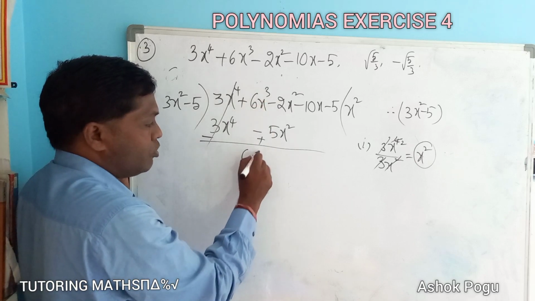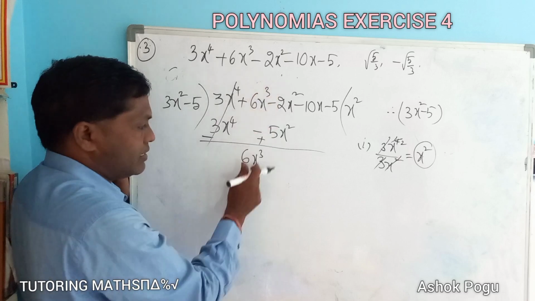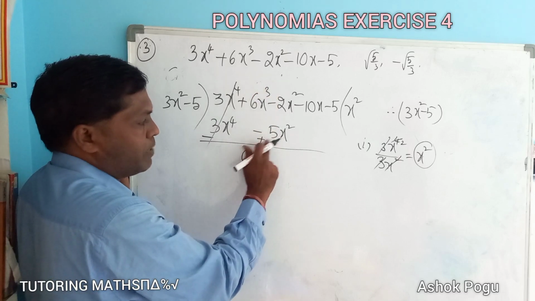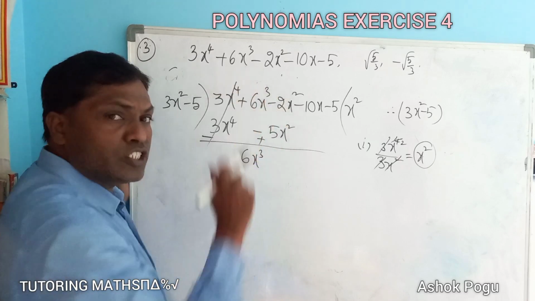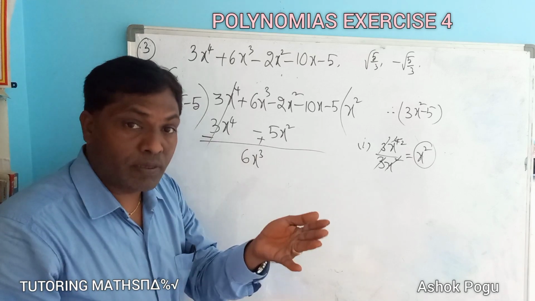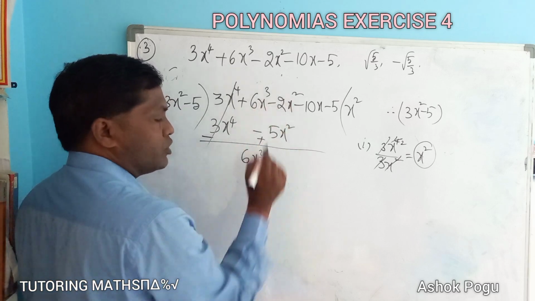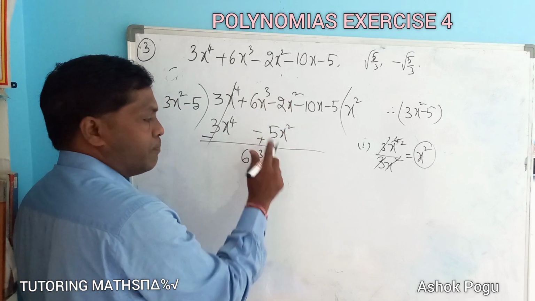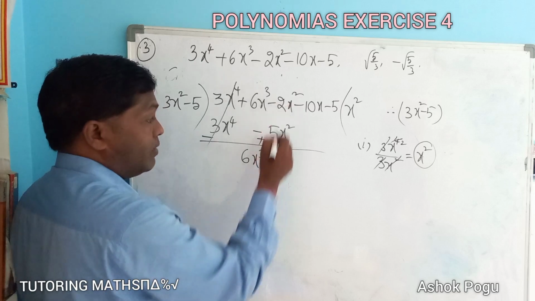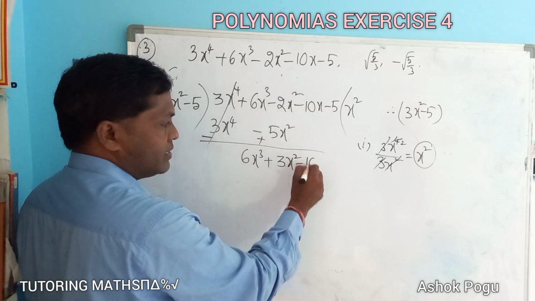6x cube, there is no like term to subtract or add, so just take it down as it is. This is plus 5x square minus 2x square. Symbols are different, plus is there, minus. Go for subtraction. Big number 5 minus small number 2, 5 minus 2 is 3. But the big number is positive, so you get a positive symbol. Plus 3x square minus 10x.